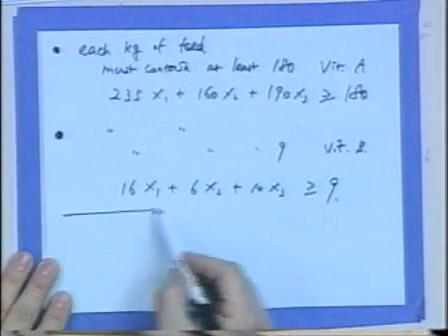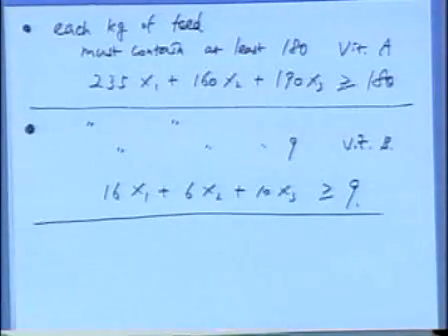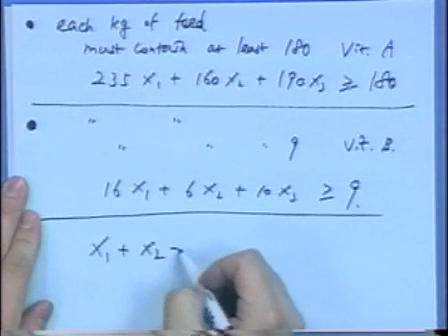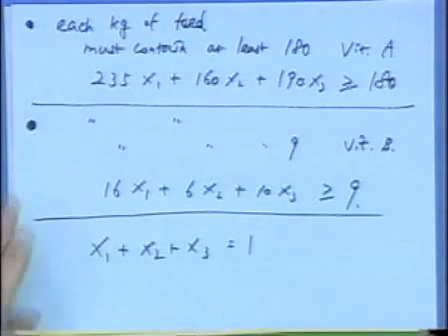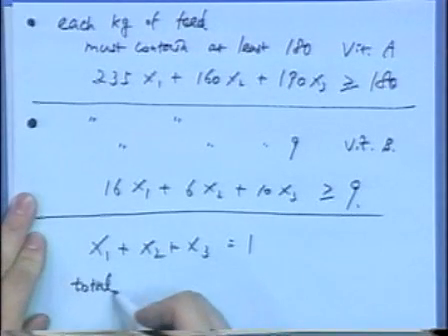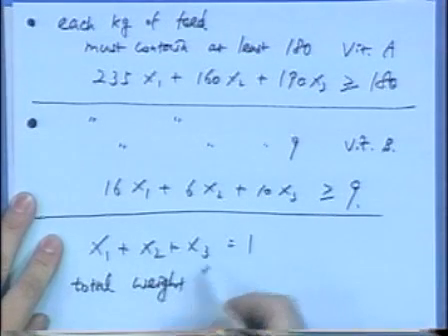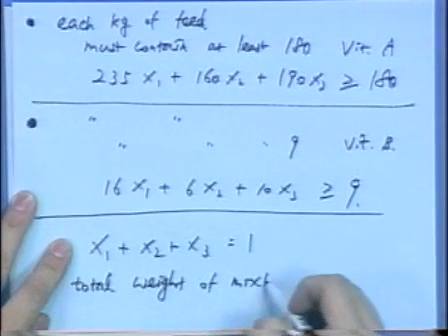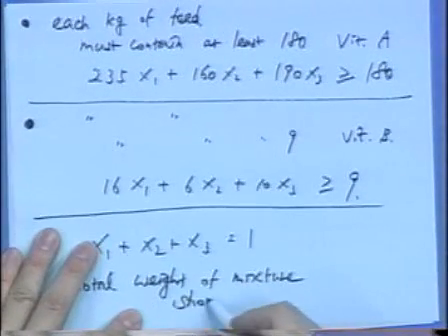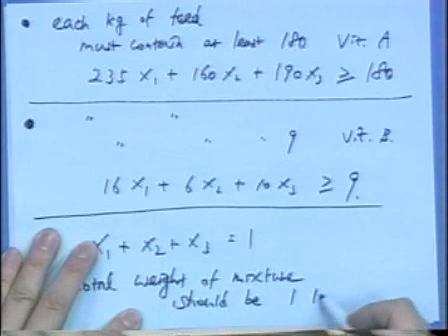Another constraint that you need to consider is that the total weight of the mixture should be 1 kilogram. That is, the summation of x1, x2, and x3 should be equal to 1, because, as I said, the total weight of the mixture should be 1 kilogram.